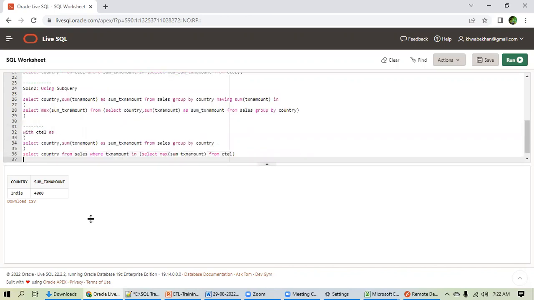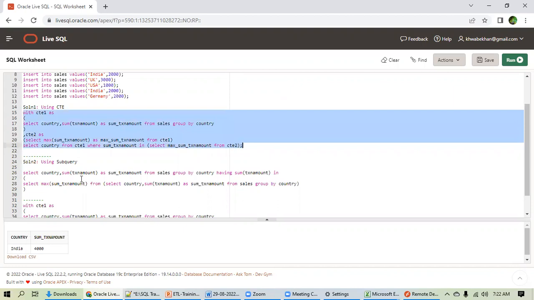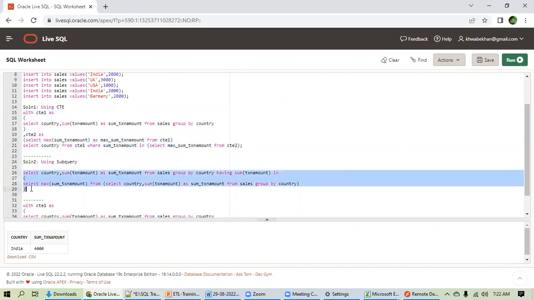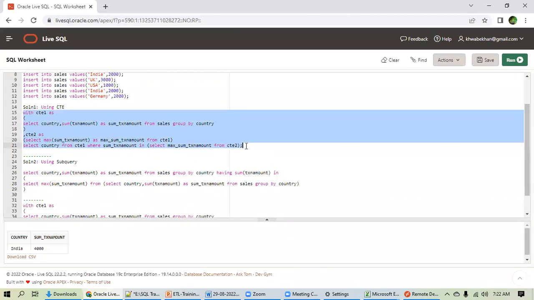Okay, see. Same question I have done using method 1, CTE. This is the one. And same question I have done using subquery. This is the one. They both are giving the same output. Fine. First of all, I'm repeating this CTE. Any question, anyone? Then I'll proceed further.